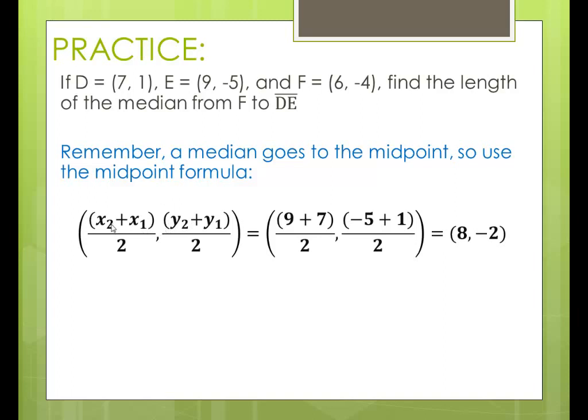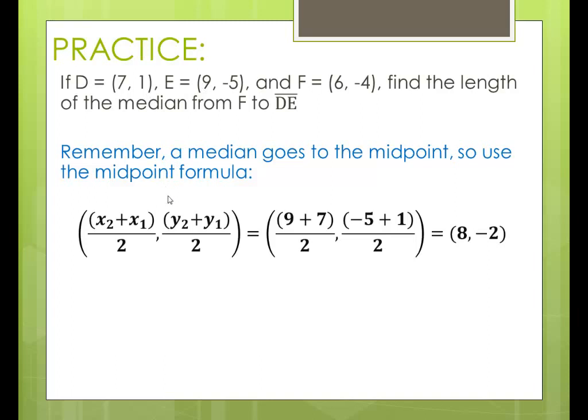That was the one that was x sub 2 plus x sub 1 divided by 2, and that would give you your x, and your y would be gotten by y sub 2 plus y sub 1 divided by 2. In this case, we need to find the midpoint of E and D. So we're adding our x's, and here the order doesn't matter because we're adding them.